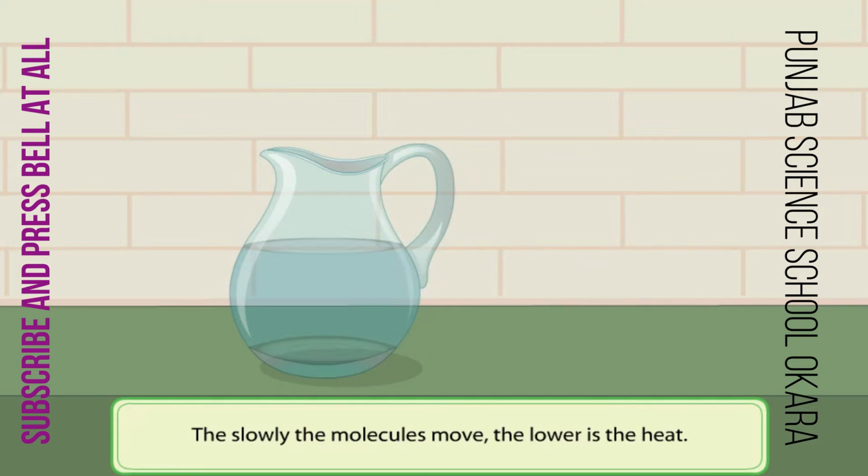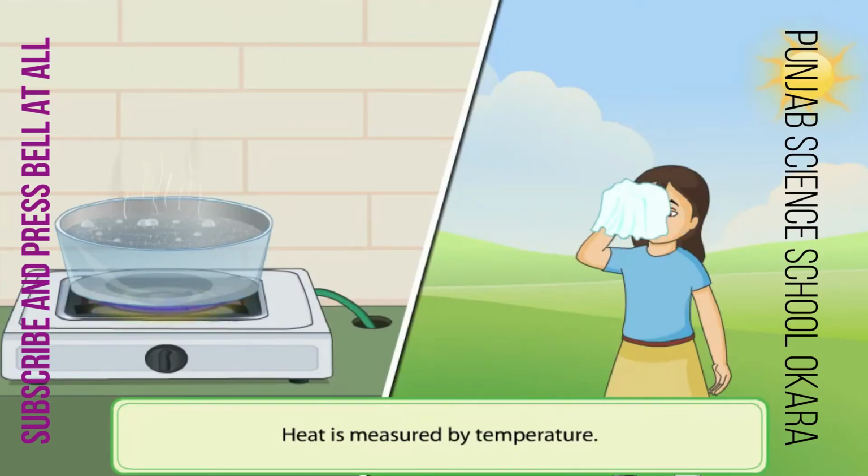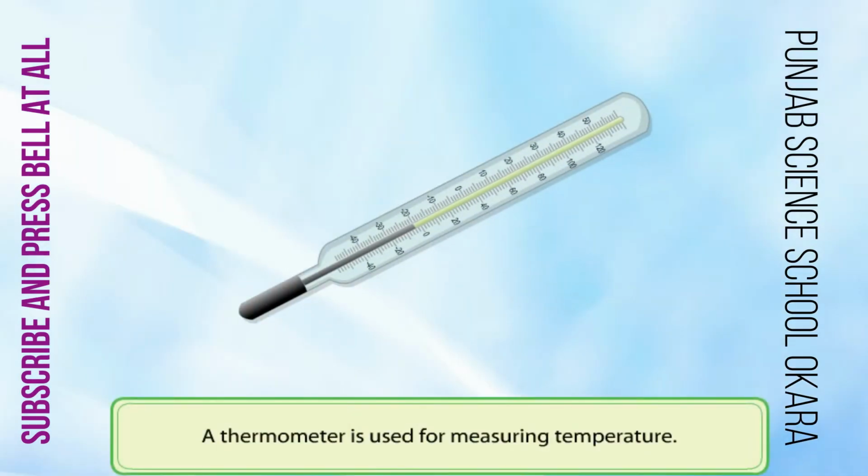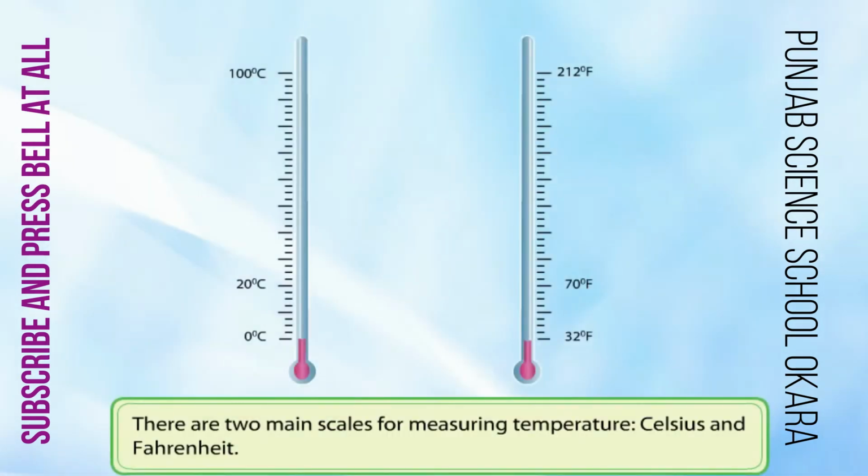Temperature is the measurement in degrees of how hot or cold something is. Temperature measures the heat energy of an object. The instrument used for measuring temperature is called a thermometer. There are two main scales for measuring temperature, Celsius and Fahrenheit.